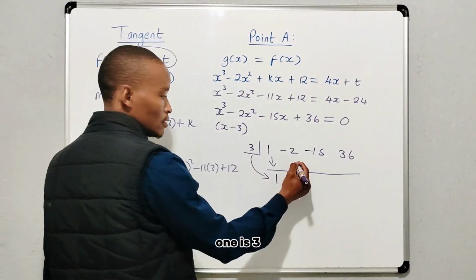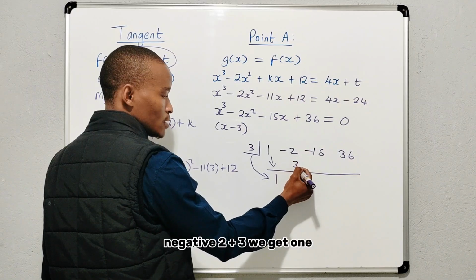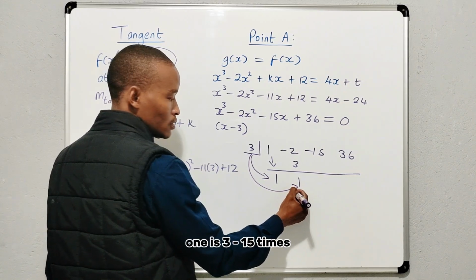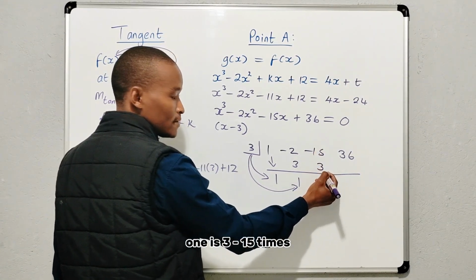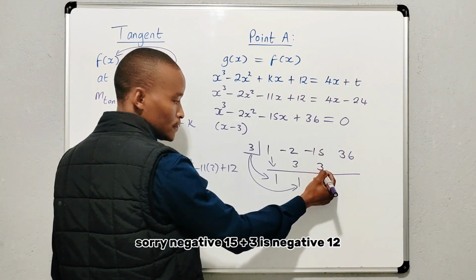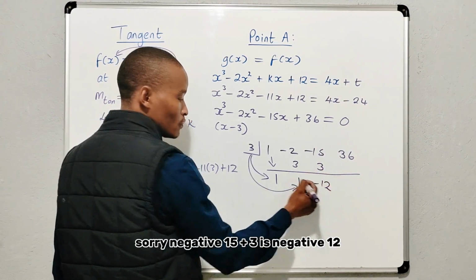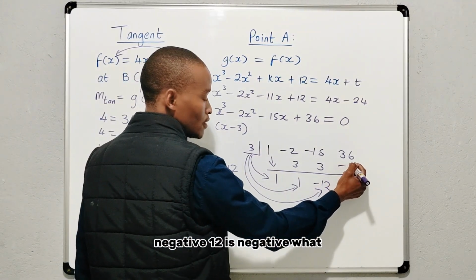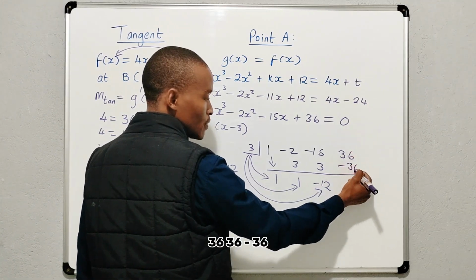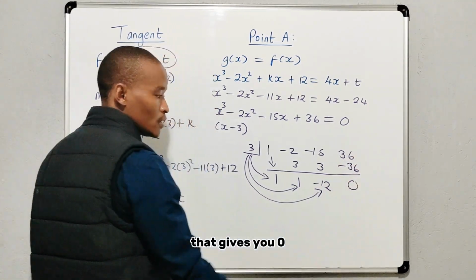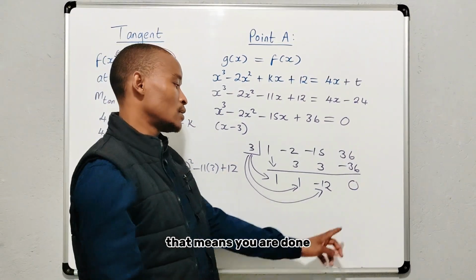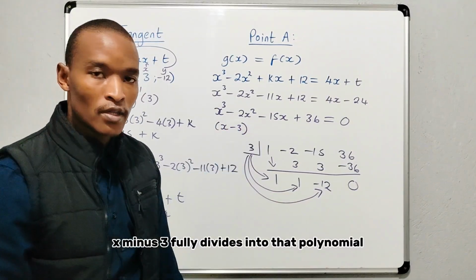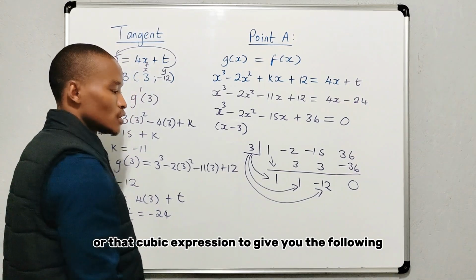3 times 1 is 3. -2 plus 3, we get 1. You repeat the process. 3 times 1 is 3. -15 plus 3 is -12. We repeat the process. 3 times -12 is what? 36. 36 minus 36 gives you 0. So that means you are done, where your remainder is 0. X minus 3 fully divides into that cubic expression to give you the following.